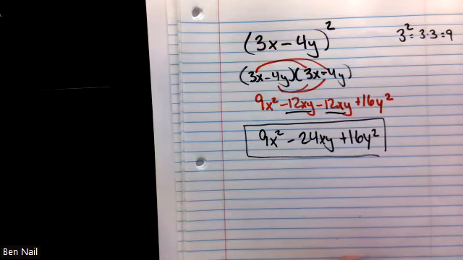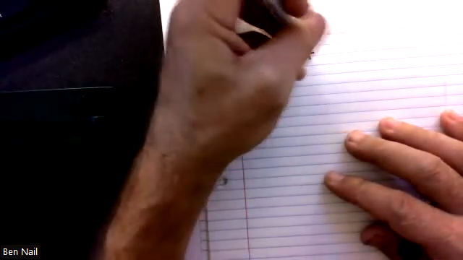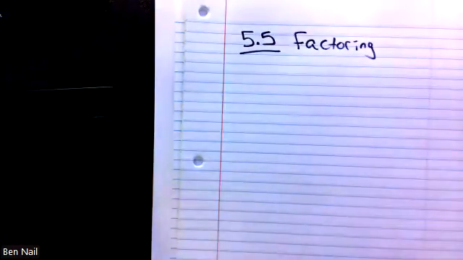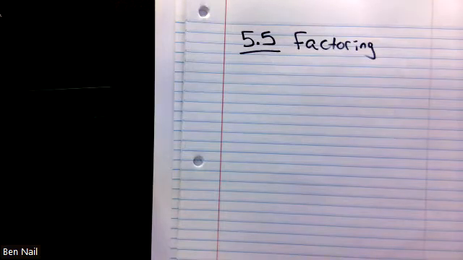All right. And last but not least, 5.5. So 5.5 changes gears. And basically 5.5 undoes 5.4. 5.5 is all about factoring. So if multiplication equals distribution, factoring, like I'm using bad grammar here, but is technically undistribution. Okay, we're taking something and breaking it apart.